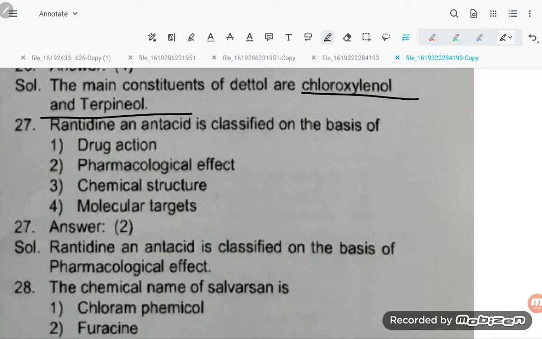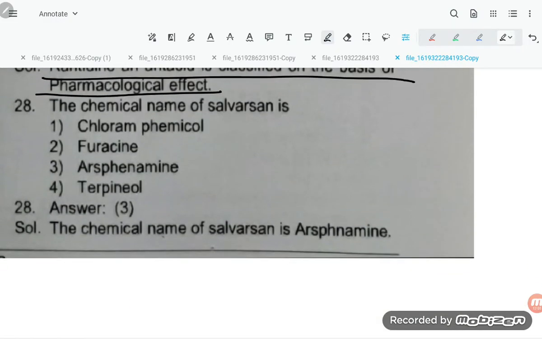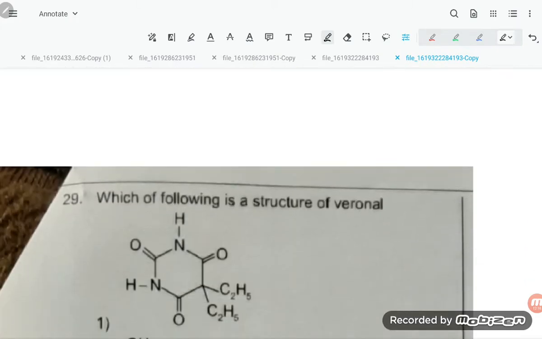Ranitidine is an antacid, classified on the basis of pharmacological effect. The chemical name of salvarsan is arsphenamine.